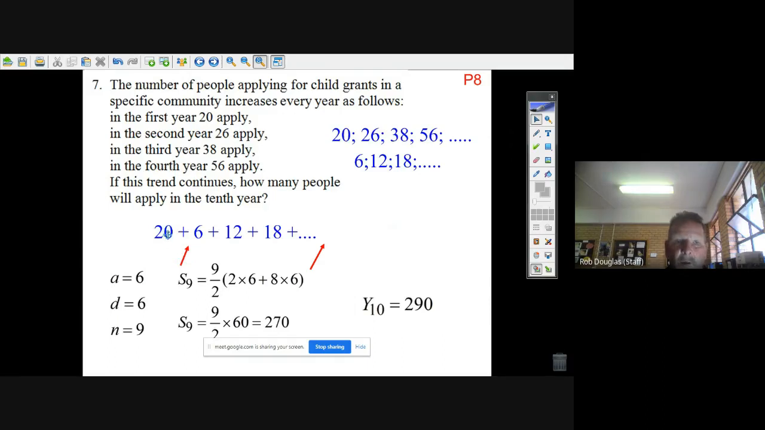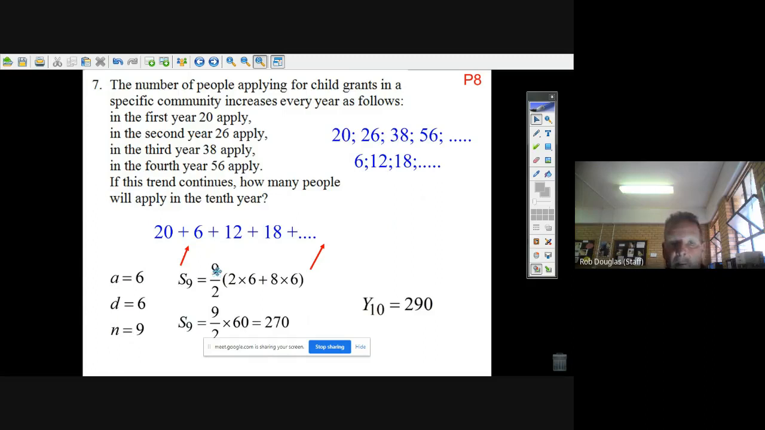So I put this number 20 out here, and then every year I get this arithmetic progression, 6 plus 12 plus 18 plus 24, up 9 times to make the first year plus 9 years makes the 10th year they're asking about. So this is my problem, 20 plus this sum of this arithmetic progression, where A is 6, D, the common difference, is 6 as well, and where N is equal to 9, because it's 9 years I'm going to add to this first year.